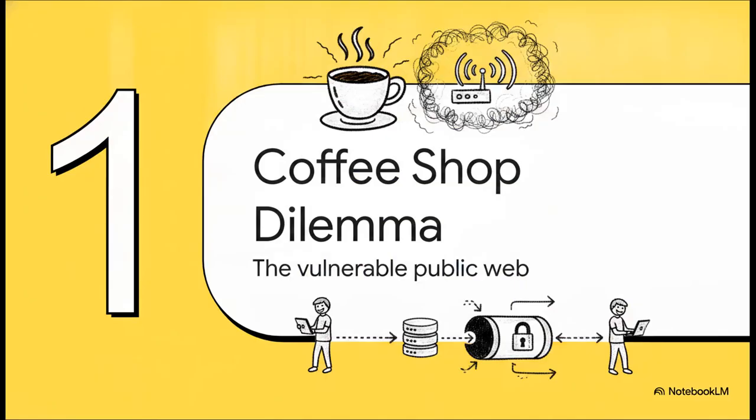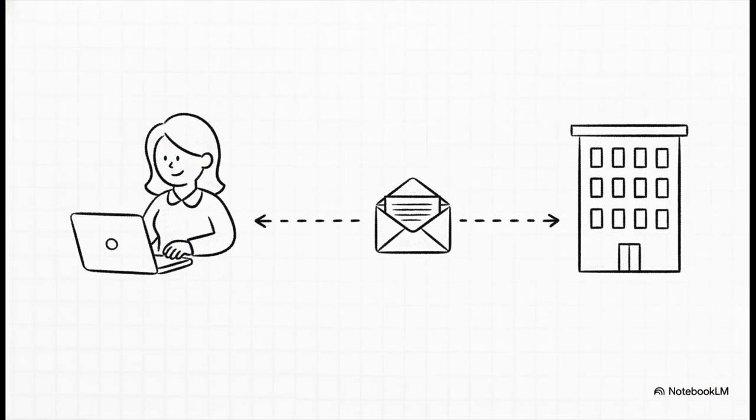Step 1. The coffee shop dilemma and the vulnerable public web. Let's see exactly how this kicks off. So, the journey begins at the user and application layer. Priya opens her browser and types in her target, hr.internal.company.com. Her laptop immediately resolves this to a private internal IP address, 10.0.0.50, and her browser tries to open a standard TCP connection on port 443. Now, at this exact moment, her web browser has absolutely zero awareness of WireGuard or any VPN for that matter. It's totally oblivious. It just wants to send ordinary plaintext data to an internal IP, exactly as it would if she were sitting at her desk inside the corporate office.